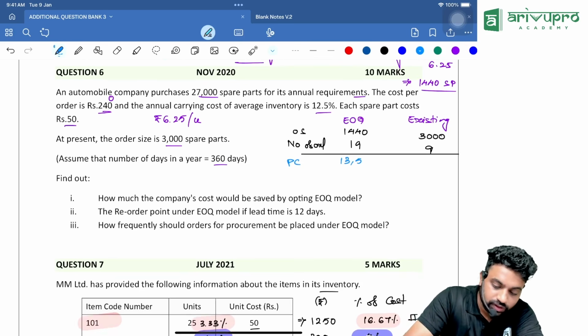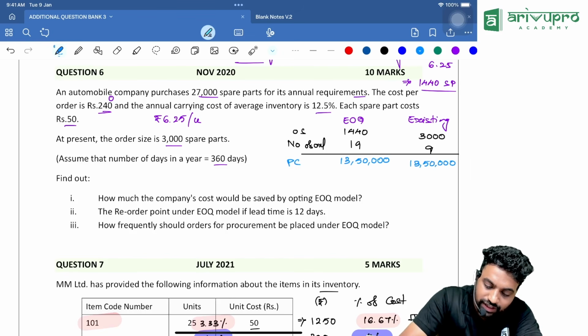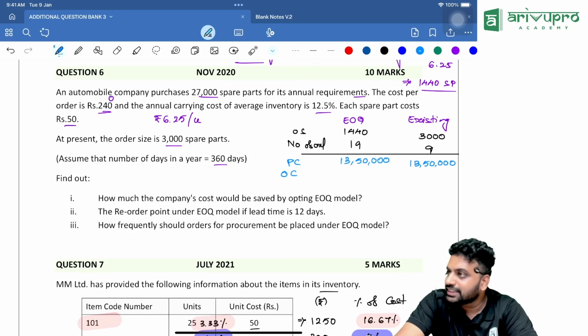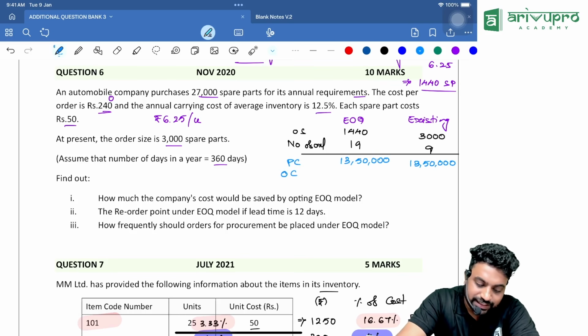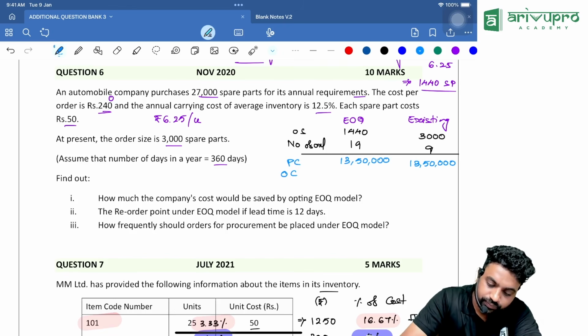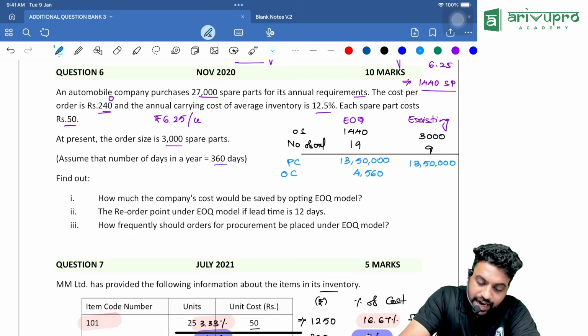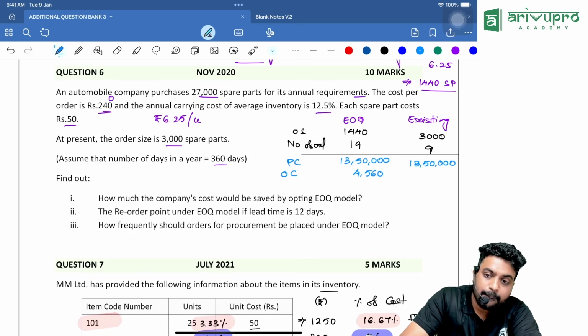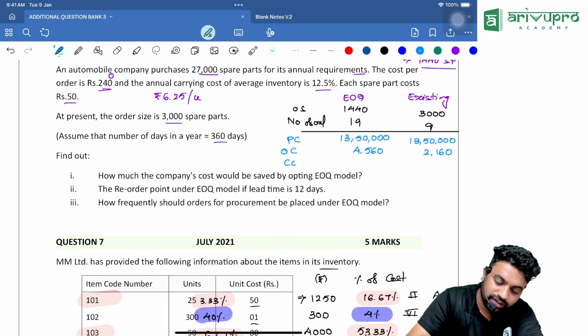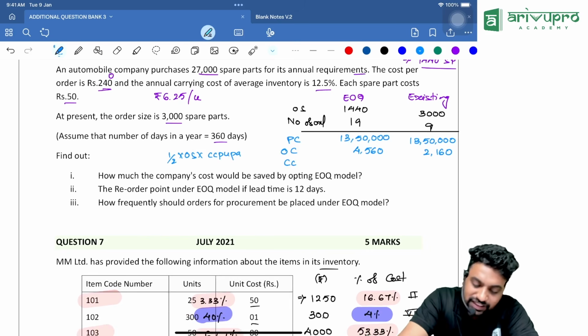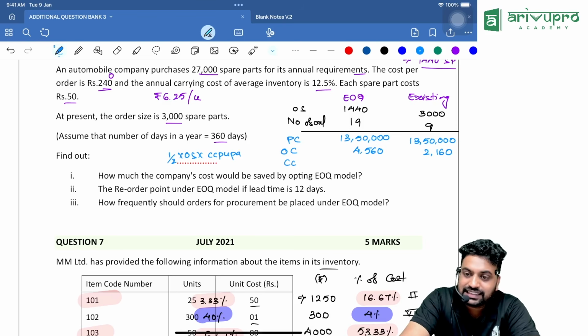13 lakh 50,000. Next is your ordering cost. That is number of orders into ordering cost per order. That is 19 into 240. 4,560. And 9 into 240. 2,160. And your carrying cost will be half of order size into carrying cost per unit per annum. In the first scenario, half of order size, that is 720. 720 into rupees 6.25.